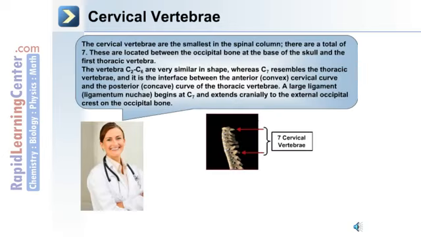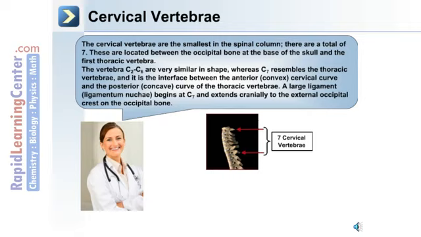Let's look at each segment of the spinal column, beginning with the cervical region. The cervical vertebrae are the smallest in the spinal column. These are located between the occipital bone at the base of the skull and the first thoracic vertebra. The vertebrae C2 through C6 are very similar in shape, whereas C7 resembles the thoracic vertebrae.